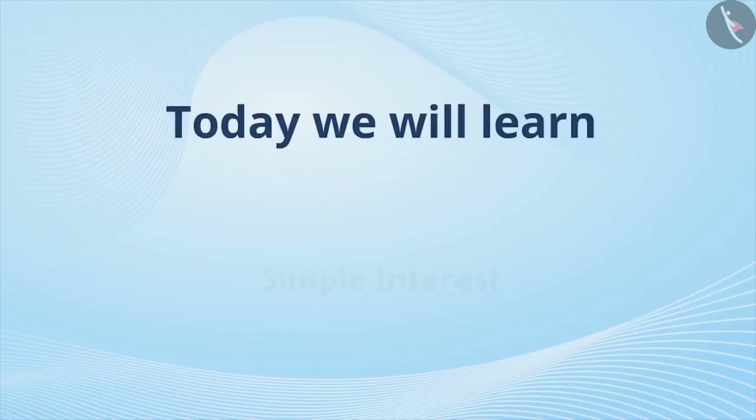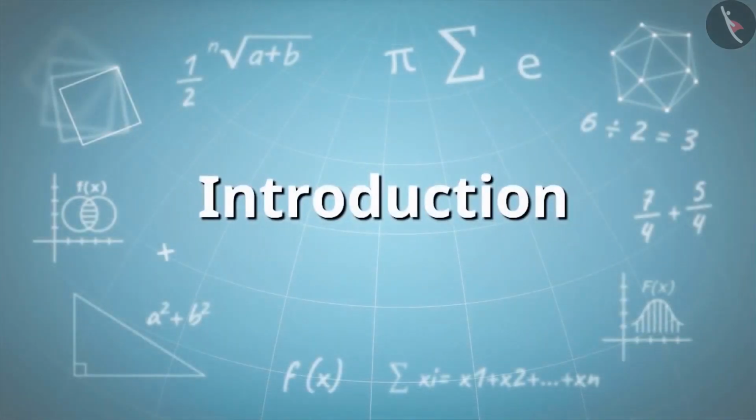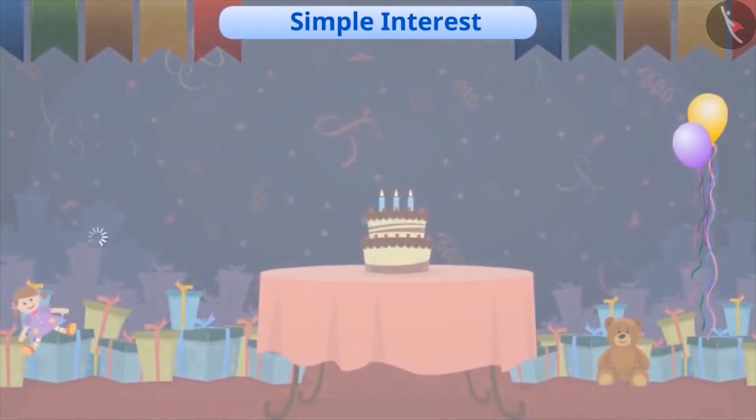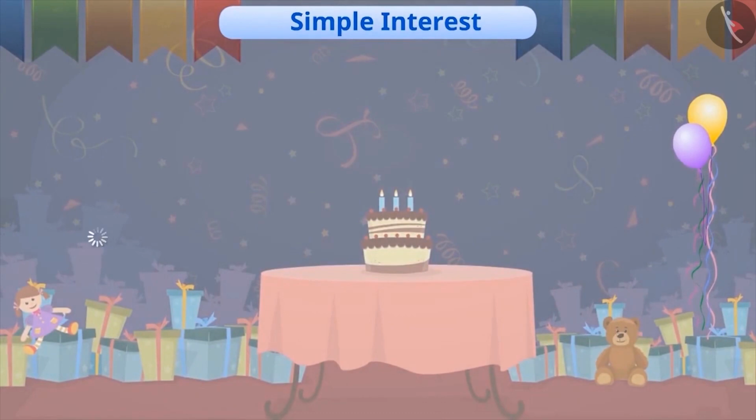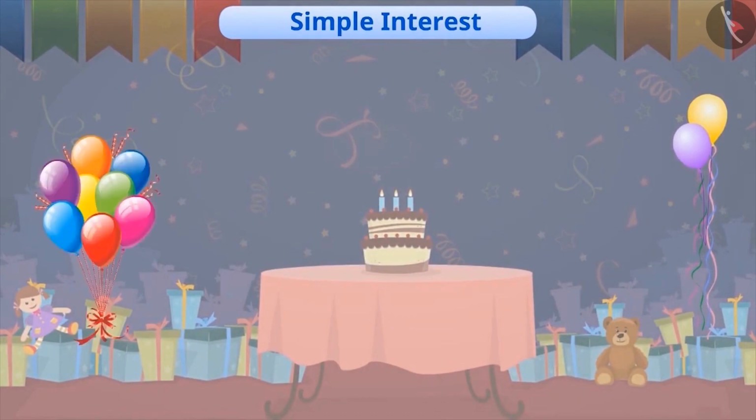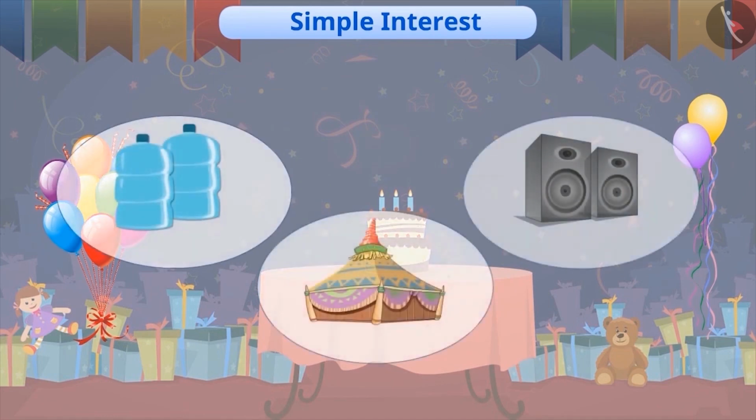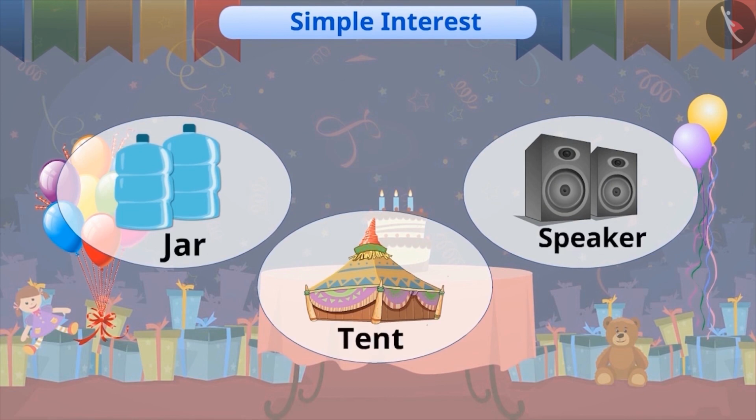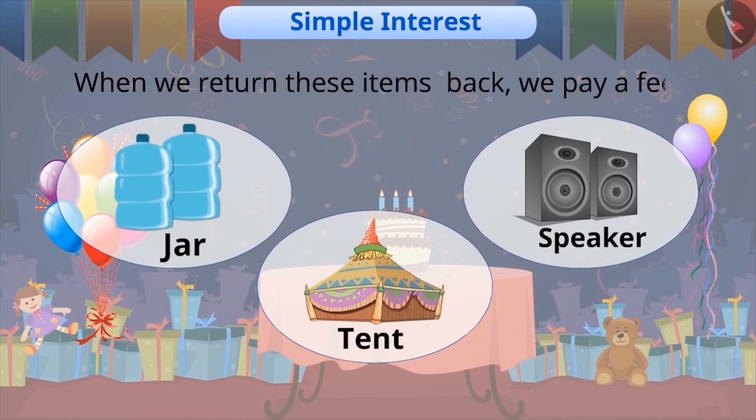Today, we will learn about simple interest. There are many festivals celebrated in your school or house. Many times, we don't have the necessary things required for celebration with us, so we borrow them for some time. For example, water jars, tents, speakers, etc. When we return these items back, we pay a fee for these.